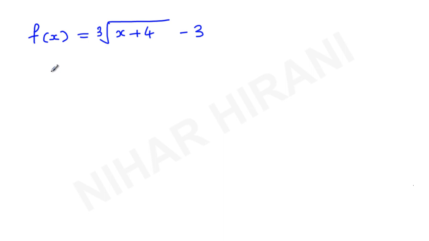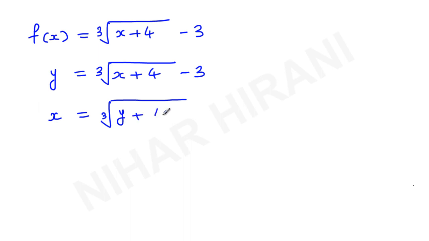So I will write y for f(x) and copy the rest of the things. Now step number 2, switch x and y. So this will be x equals cube root of y plus 4, minus 3. Now step number 3, isolate the y.